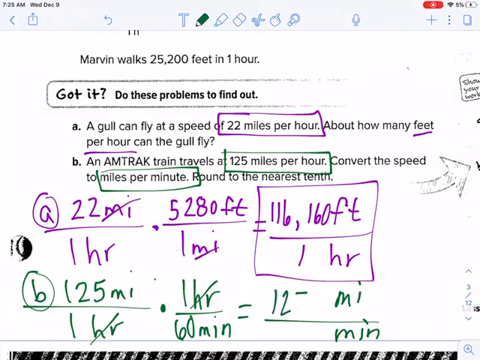So 125 on the top when you multiply straight across, 60 on the bottom. You do need to divide that one out since there's not a 1 on the bottom. And we're going to round that to about 2.1. So 2.1 miles per minute for the Amtrak train.